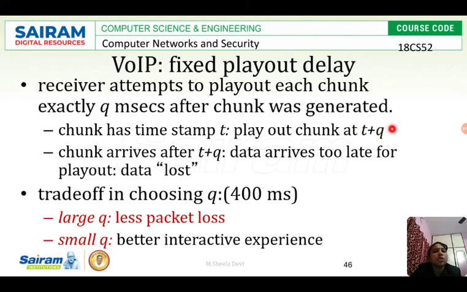So what is this q? The q is actually the time duration given between the generation and the playout. That is the q value. So what is the q value here? It is 5 minutes. So at 5 o'clock it was generated, and q is the playout time, so 5 minutes later it has to be played out at the receiver.